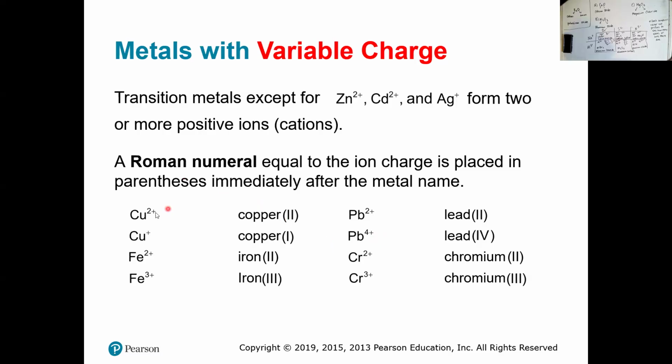And what you're going to see is that for each of these metals that has more than one charge that it could have, in the name of that metal there's going to be a parentheses next to it with a Roman numeral inside. That Roman numeral is going to be the same number as the charge on that metal. So when copper has a +2 charge, it's called copper(II). When lead has a +4 charge, it's called lead(IV). Okay. So that's how we're going to differentiate metals that have different charges in different compounds.